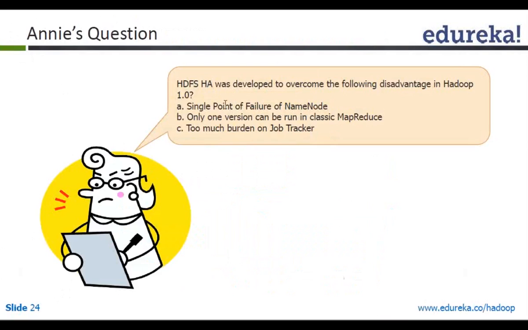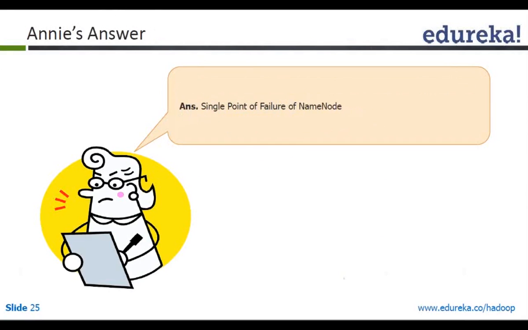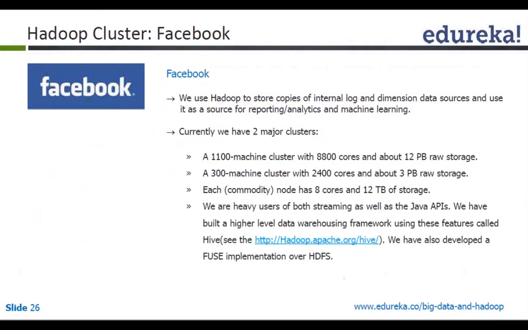High availability is there because what will happen if the name node fails? It has got nothing to do with the job tracker, Asif. It is A, high availability is because of the single point of failure of your name node. So let me go down to the next slide and you'll see the answer. So HA was because there was a single point of failure.